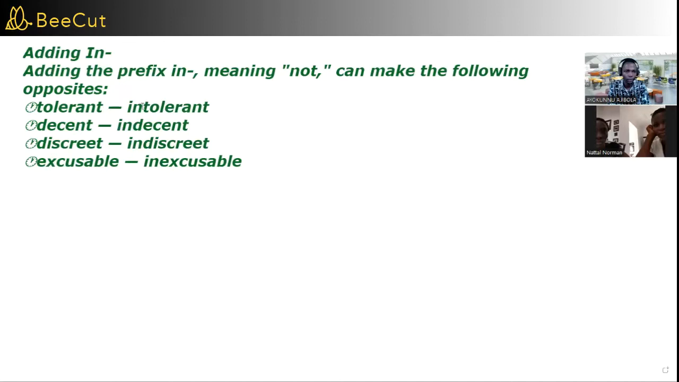So, can I hear the words again? Tolerant, intolerant. Decent, indecent. Discreet, indiscreet. Excusable, inexcusable. So, what does discreet mean?